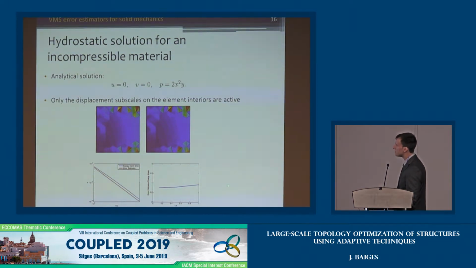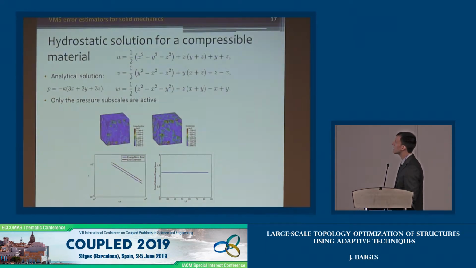And again, the energy efficiency is quite close to 1, not as close as in the previous case, but quite close to 1. The final analytical solution is a hydrostatic solution for a compressible material. In this case, only the pressure subscales are active. And again, a good comparison here and an efficiency index which is close to 1.